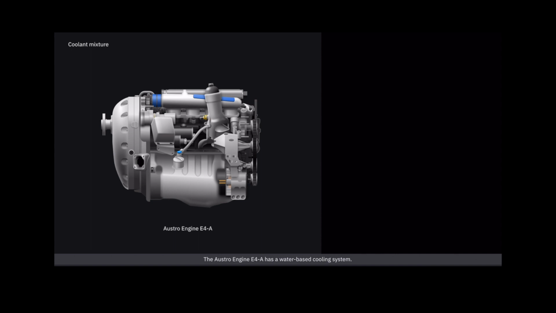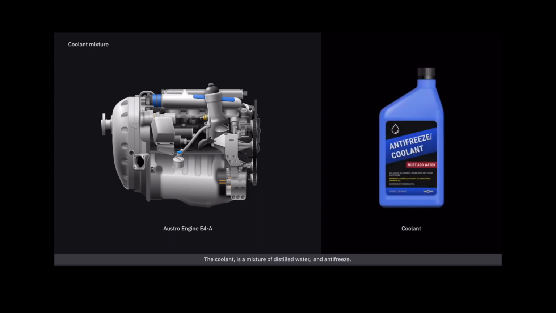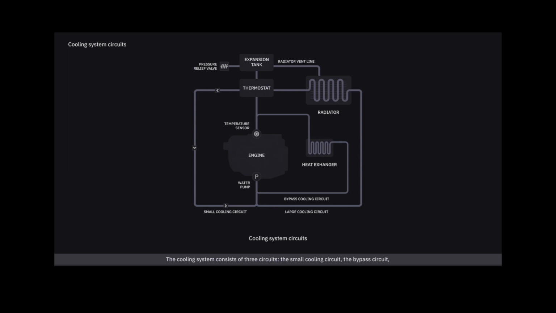The Austro engine E4A has a water-based cooling system. The coolant is a mixture of distilled water and antifreeze. The cooling system consists of 3 circuits: the small cooling circuit, the bypass circuit, and the large cooling circuit, also known as the long cooling circuit.